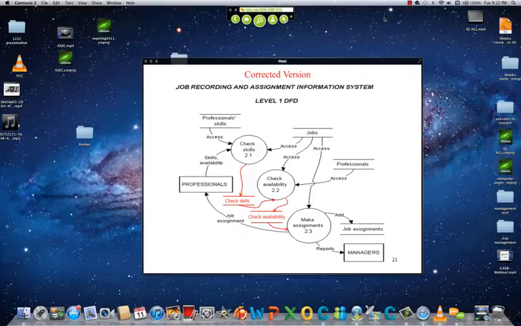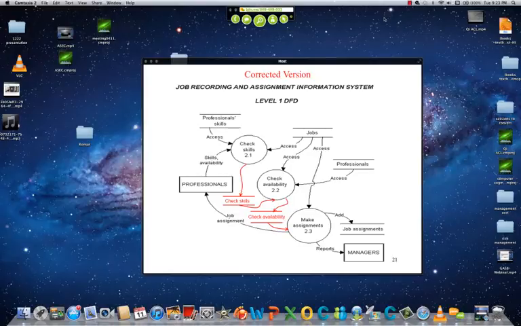So you will have a table for skills, a table for professionals, for jobs, and so on, and you connect them, of course. You will think about how those resource tables and agents are connected to processes. Then, for each of those circles, you also create a table like this: check skills, check availability, and job assignment.